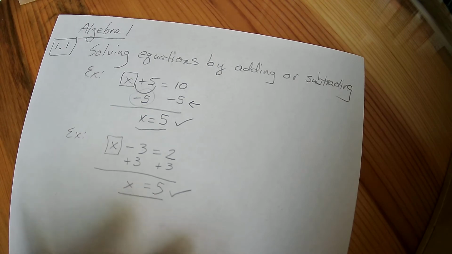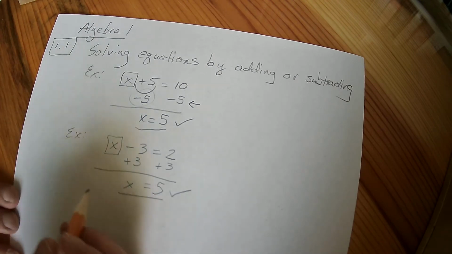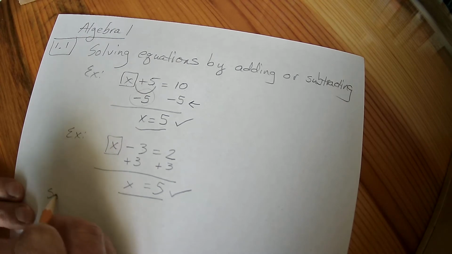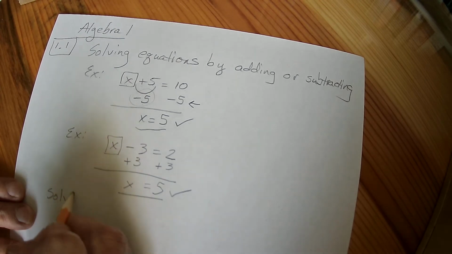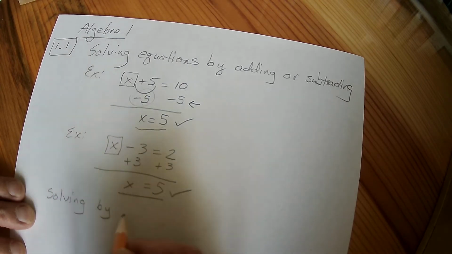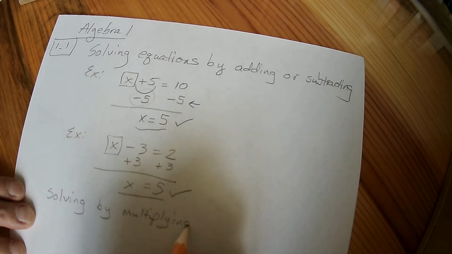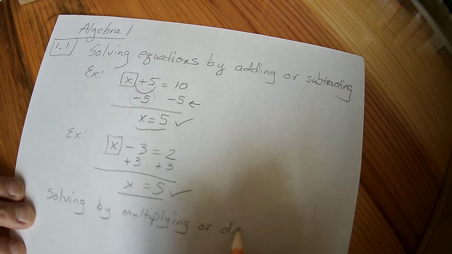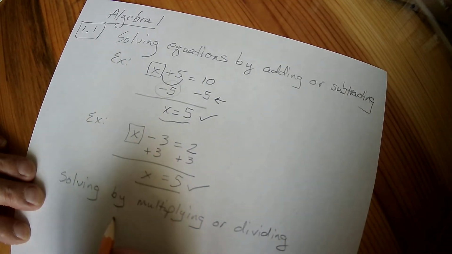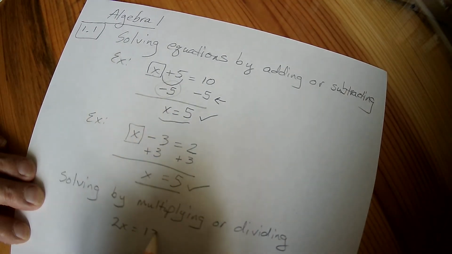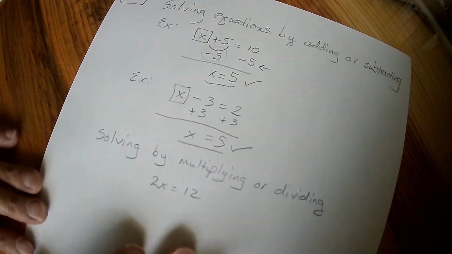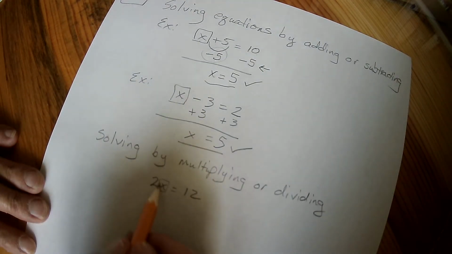The next set of examples is when you are solving by multiplying or dividing. Same concept. Let's say I have 2x equals 12. Again, my goal is to get x by itself.